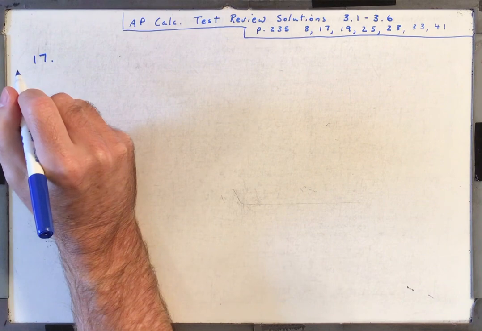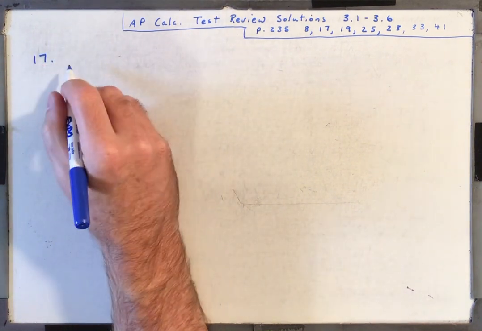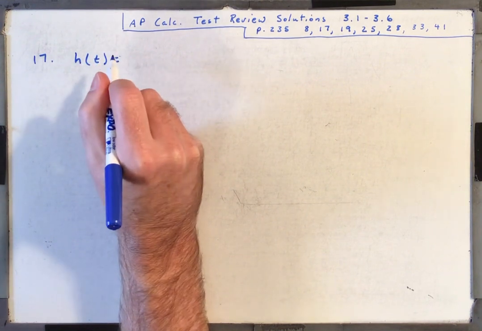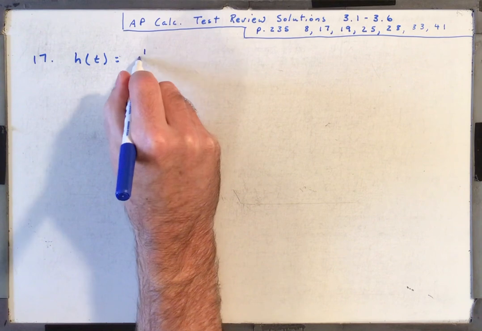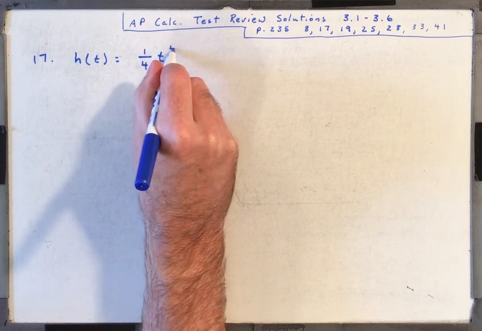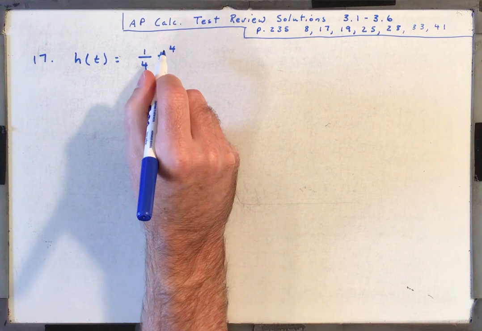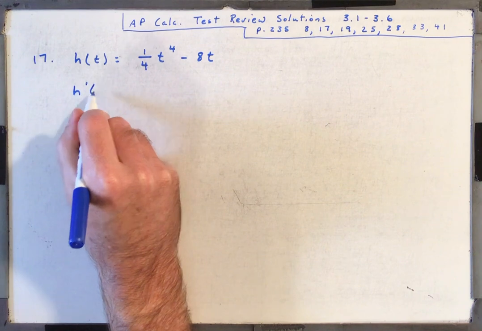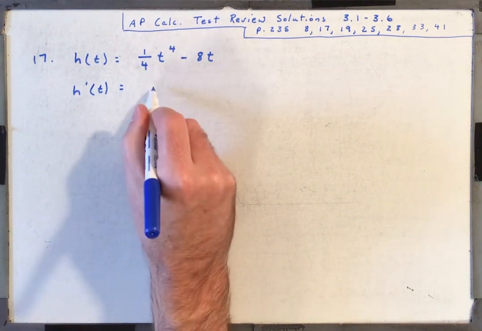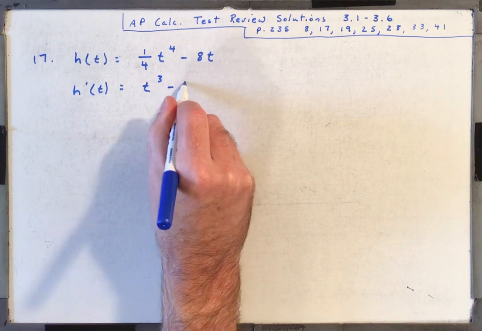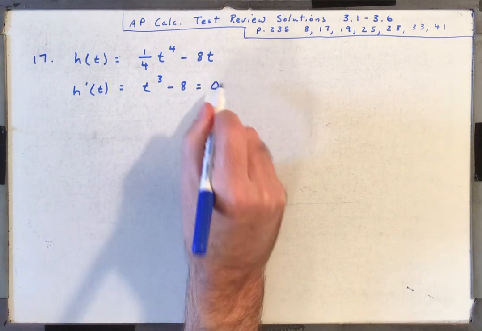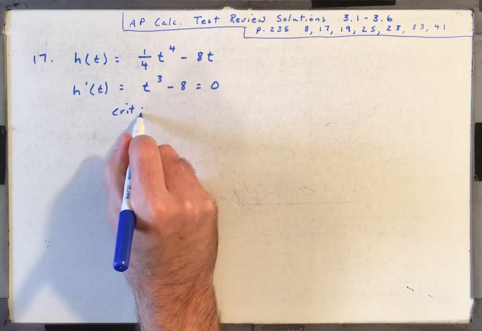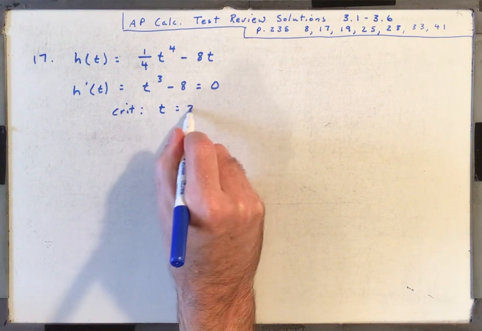Okay, so the instructions for 17 is to use the first derivative test and find any extrema. So a fancy way of saying maxes and mins. We have 1/4 t to the 4th minus 8t. Right, 4 times the 4th is 1, so that's t cubed minus 8. We're going to set that equal to 0. So our critical point occurs at t equals 2.